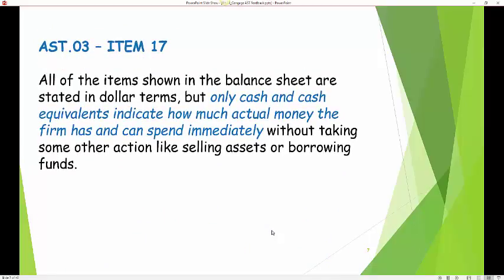Item 17. All of the items shown on the balance sheet are stated in dollar terms, but only cash and cash equivalents indicate how much actual money, in this case, the text uses money to mean cash, the firm has and can spend immediately without taking some other action like selling assets or borrowing funds. This is true, and the takeaway point is the company can only make checks in the amount of its cash account or cash equivalents.